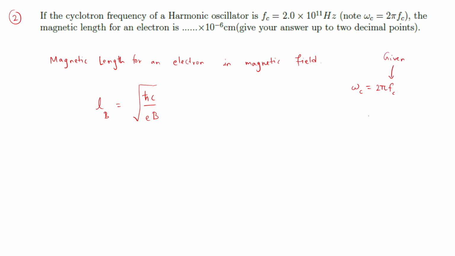So the cyclotron frequency is given by eB over mc, where m is the mass of the electron, c is the speed of light, B is the magnetic field, and e is the electronic charge.